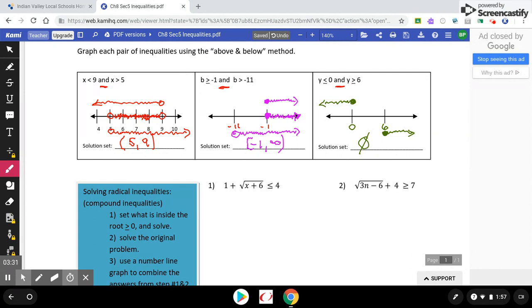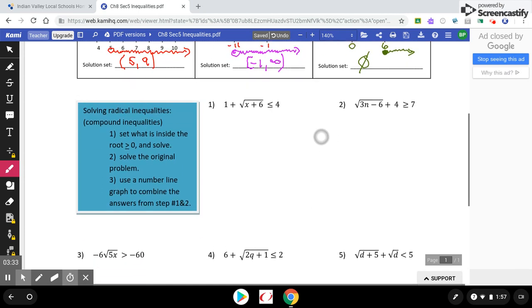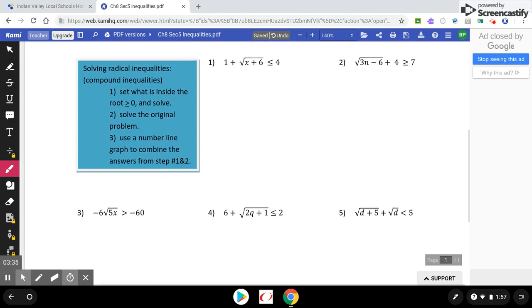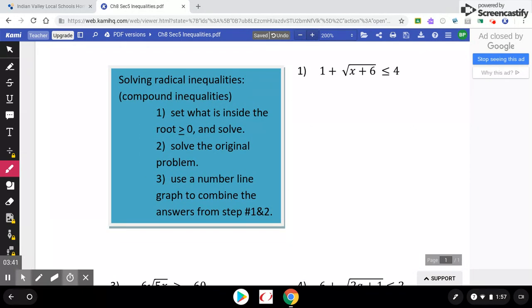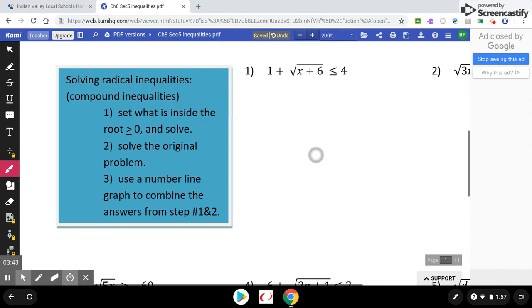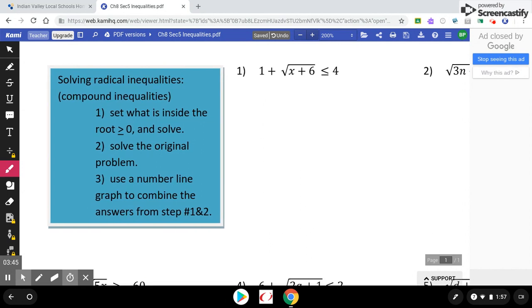All right, let's drop down here and see how that works with the actual problems that you have to do. So let me zoom in here a little bit. This is going to take up some room. All right, so notice the box. It gives you some drawn out steps that you have to do. Step number 1 is set what's inside the square root greater than or equal to 0. Let me do that and solve it, and then I'll tell you why we're doing that.